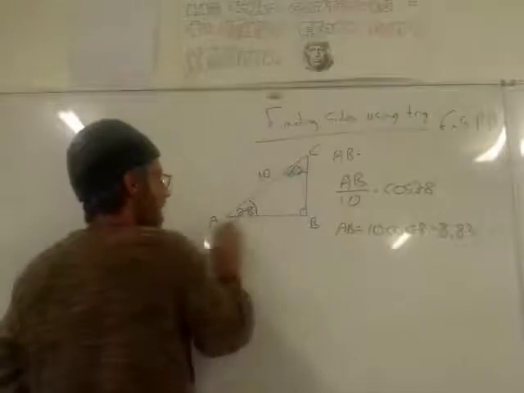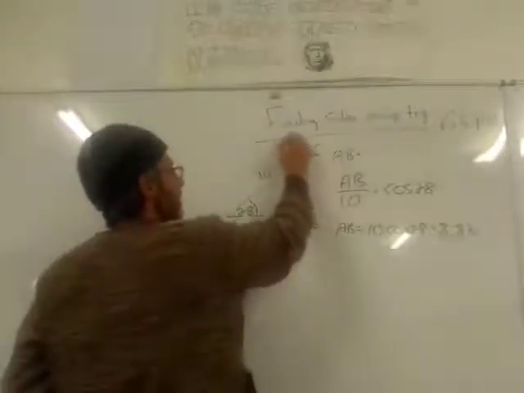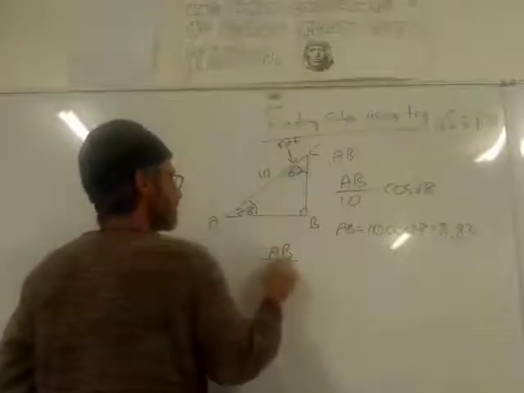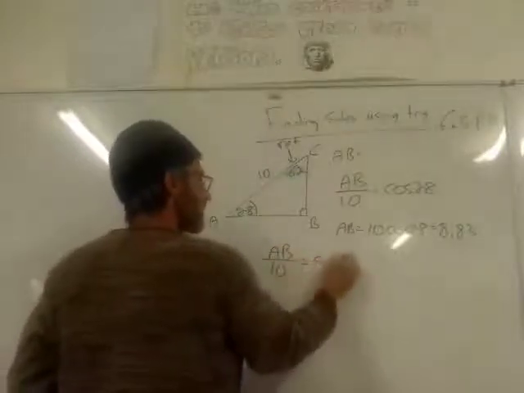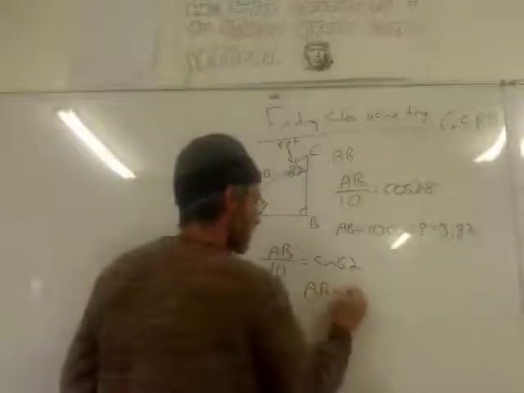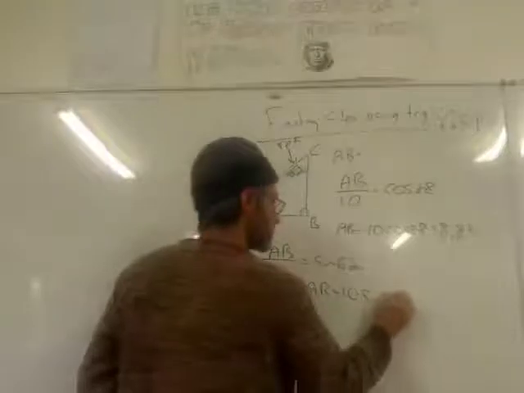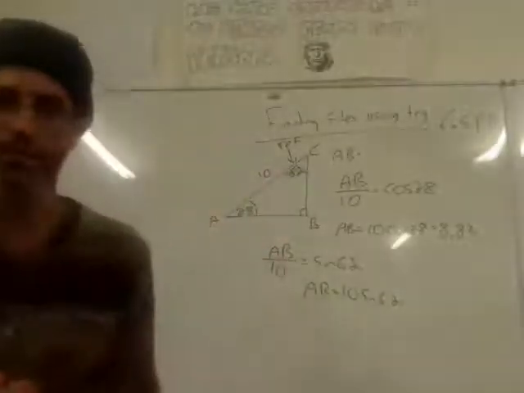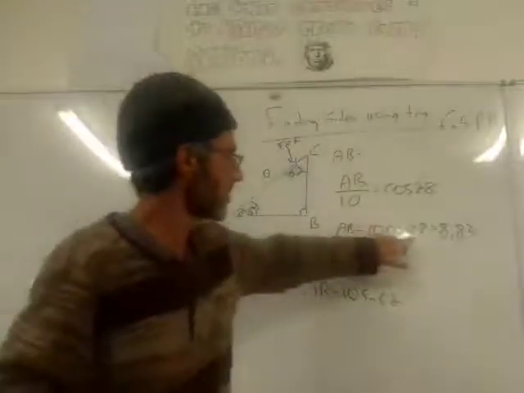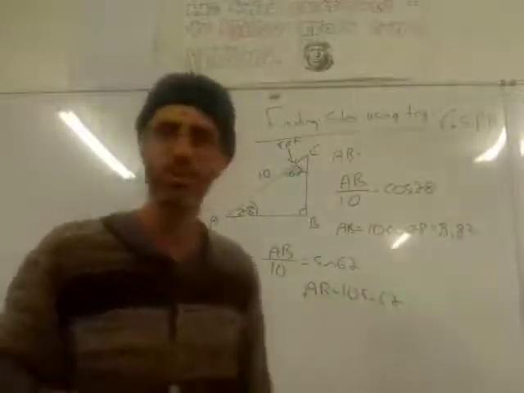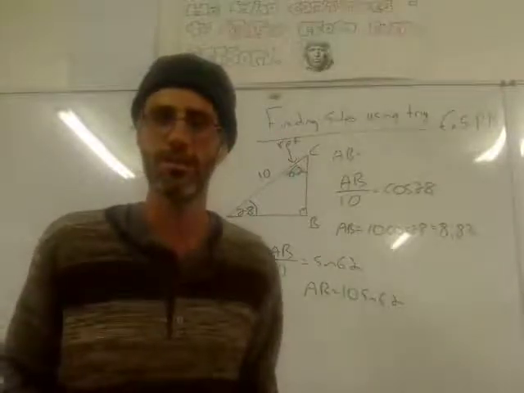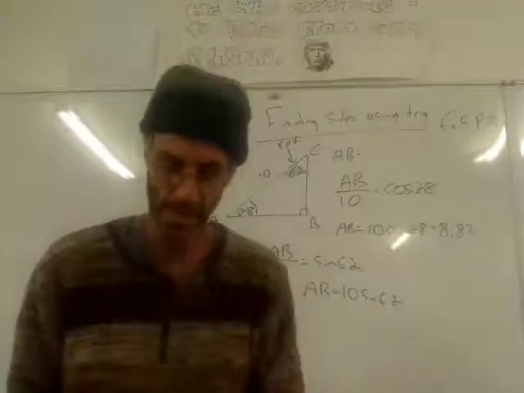So now, if I use that as the reference angle, then I can say that AB over 10 is sine 62. And that means that AB equals 10 sine 62. But let's just have a look here for a second. I've got AB equals 10 cosine 28, and 10 sine 62. Well, that's two different numbers. Is it going to be a mistake? AB is AB. It has to be the same thing.